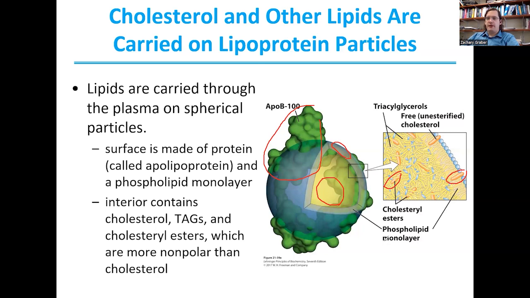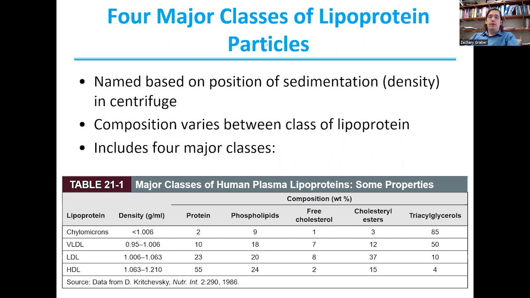So cholesterol esters have the alcohol group modified to create an additional alkyl chain in order to make it more hydrophobic to sit in our nonpolar lipid droplet here in the center of our particle. There are 4 different major types of lipoprotein particles that are named based off of their relative density. Each different lipoprotein particle will have varying composition between our more nonpolar fats versus our membrane lipids and our proteins.